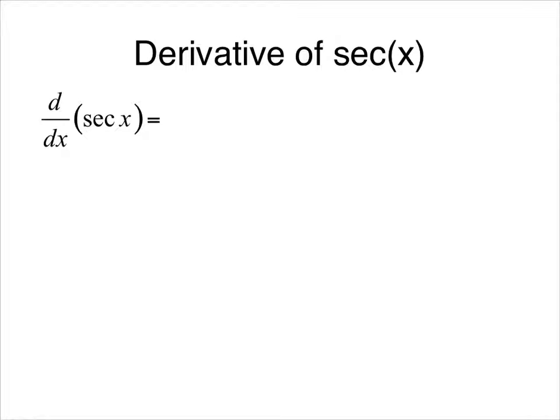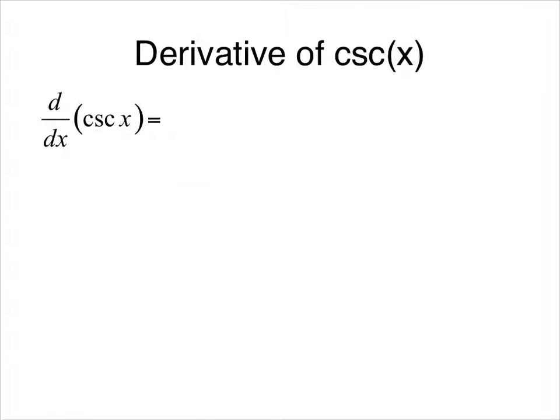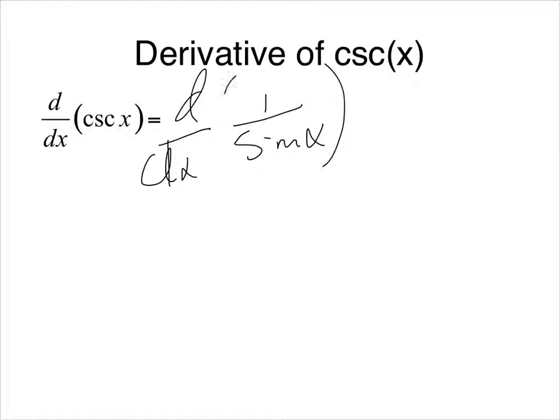Secant of x. Hopefully everybody remembers is 1 over cosine of x. And again, you'll use the quotient rule to finish that problem. Pause the video while you do that. Cosecant of x, we know is 1 over sine of x. Again, use the quotient rule to finish that. Pause the video while you do that.